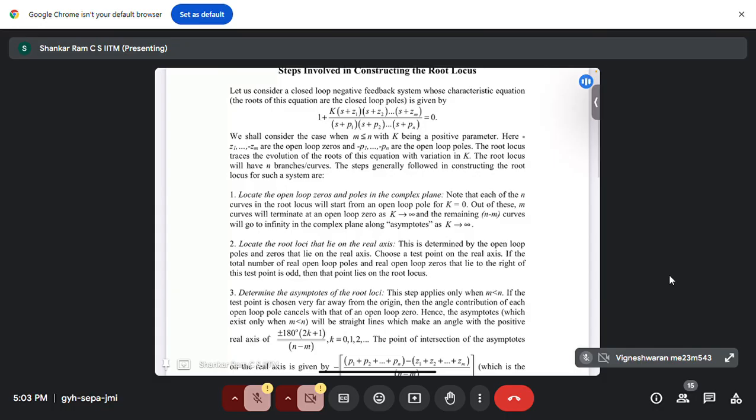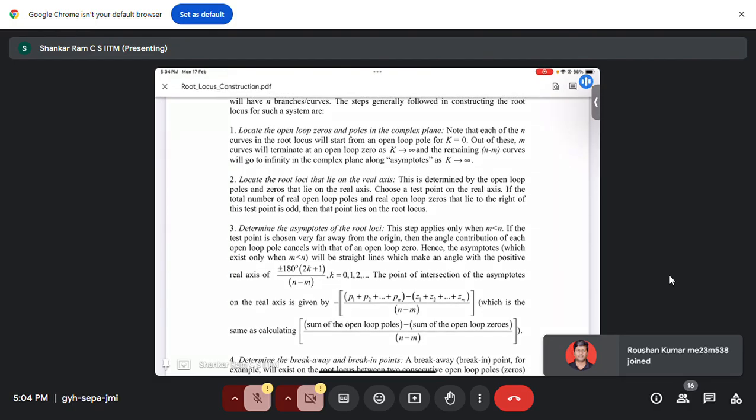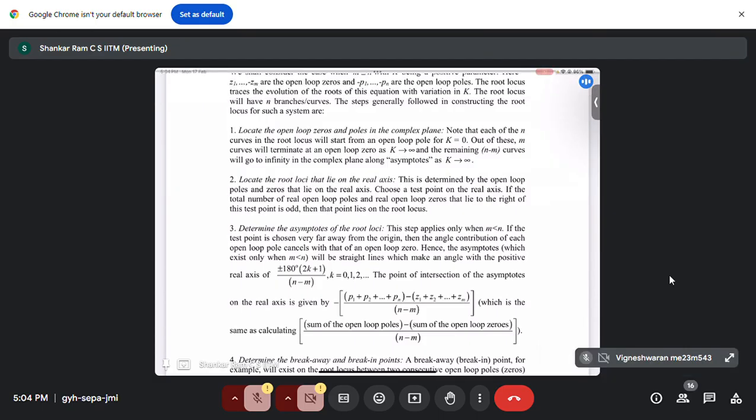Then we locate the root locus branches or paths which lie on the real axis. We do that by taking a test point and counting the number of real open loop poles and real open loop zeros that lie to the right of this test point. And if that number is odd, then that point lies on the root locus. As we observe, that odd number comes because of the angle condition, right? Which necessitates that the phase be an odd multiple of 180 degrees for a value of s to be a closed loop pole.